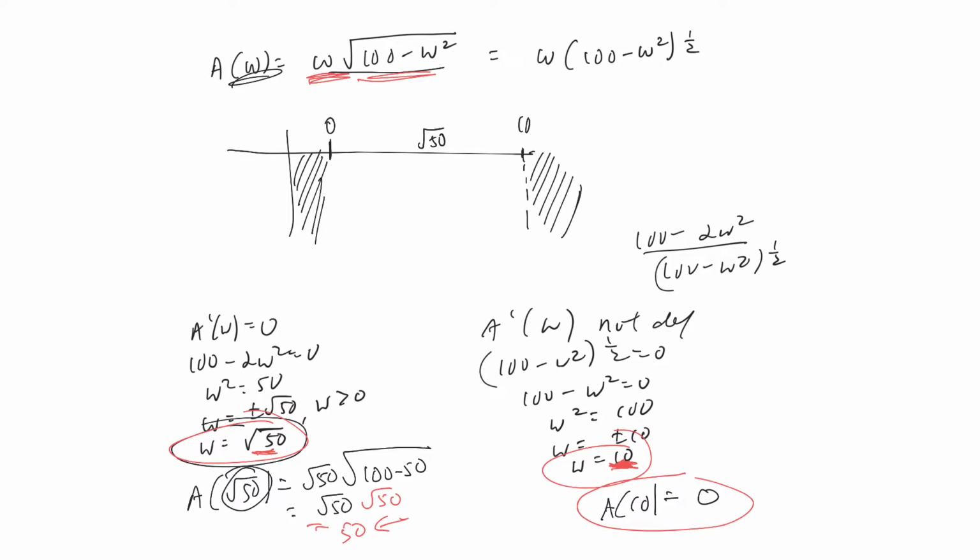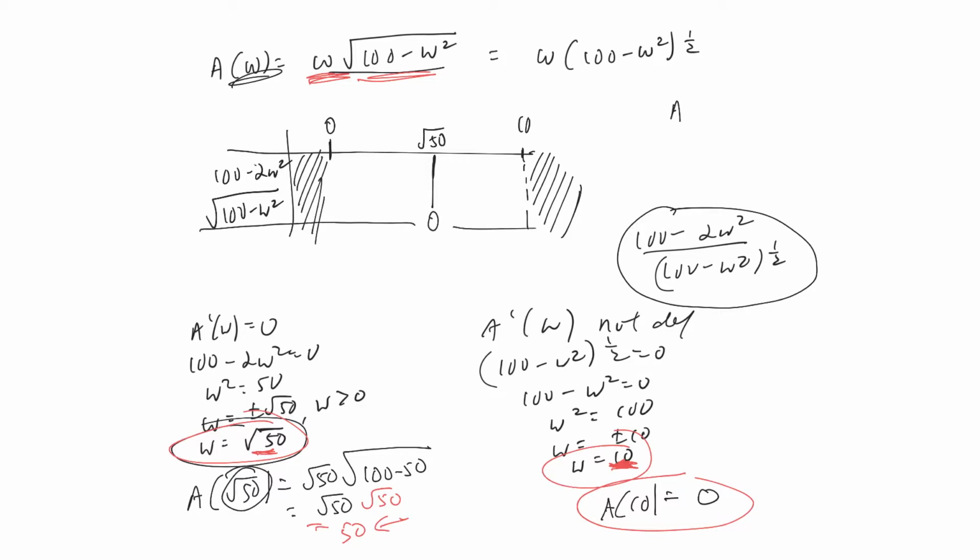Then we just have to check whether it's a max or min by subbing into A prime. So A prime of w, and recap, A prime of w looks like this over here. I'm just going to copy the steps and show you all the steps. The numerator is 100 minus 2w squared. The denominator is the square root of 100 minus w squared. And what happens? Well, we know that this piece here will give you 0, because that's how we found this number from the numerator.